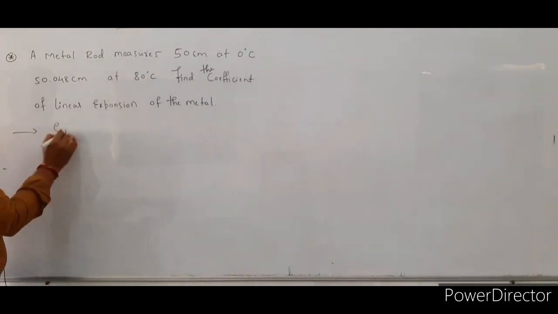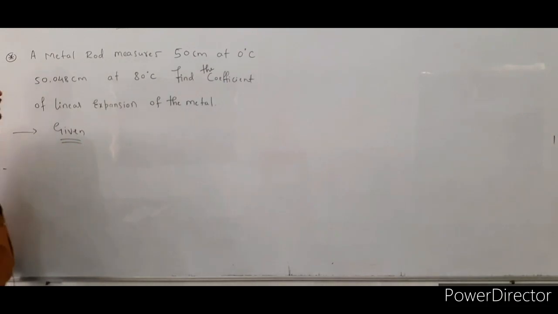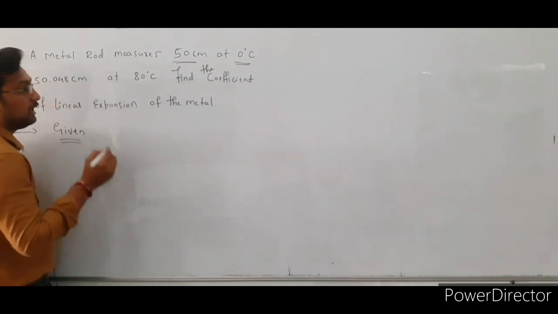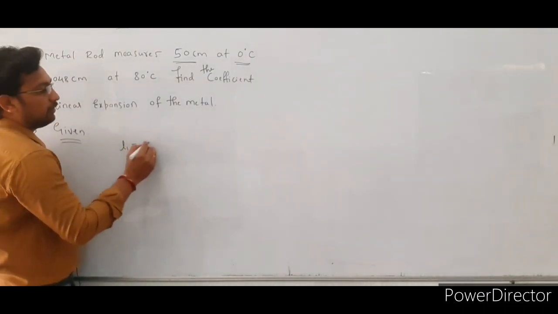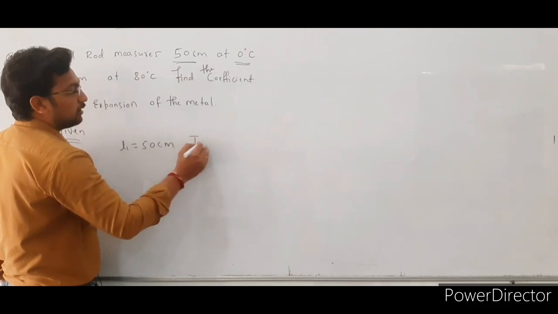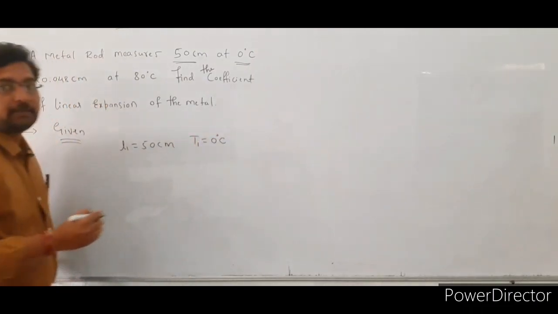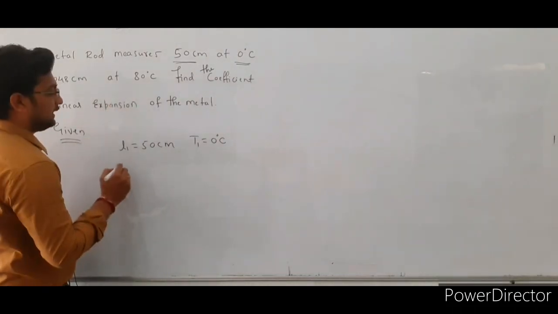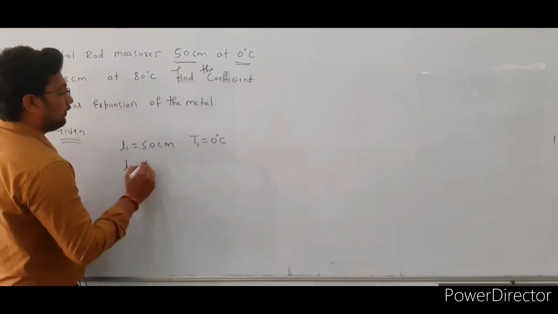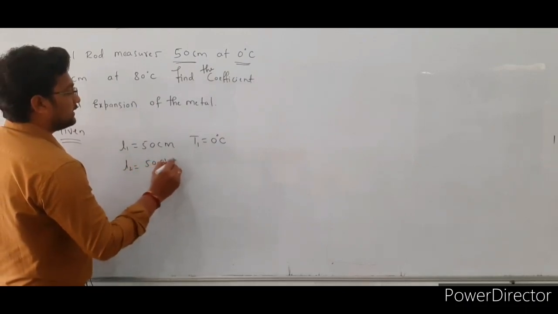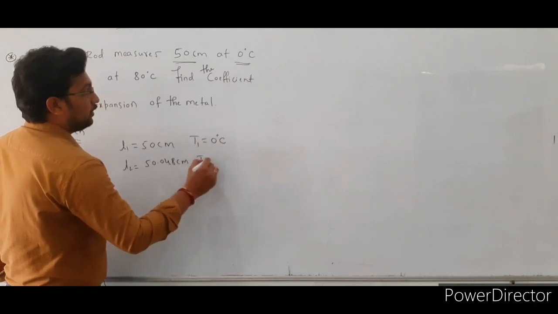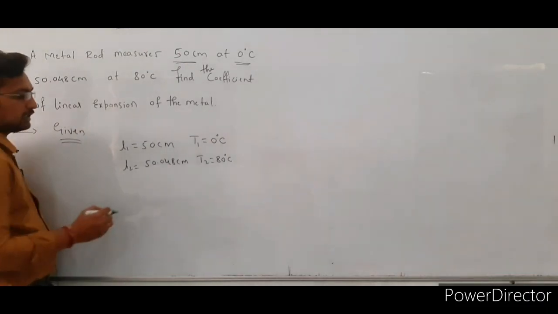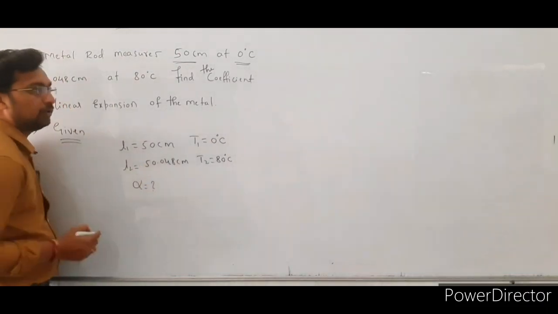Okay, so first write down what are the given terms, right? A metal rod measures 50 centimeter at 0 degree Celsius, means that is the initial length L1 is equal to 50 centimeter at the temperature T1 is equal to 0 degree Celsius. Next, 50.048 centimeter at 80 degrees Celsius, that means L2 is equal to 50.048 centimeter at T2 is equal to 80 degrees Celsius. So find the coefficient of linear expansion of the metal, that is alpha is equal to question mark.